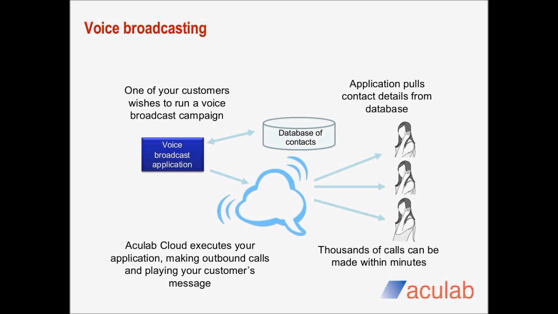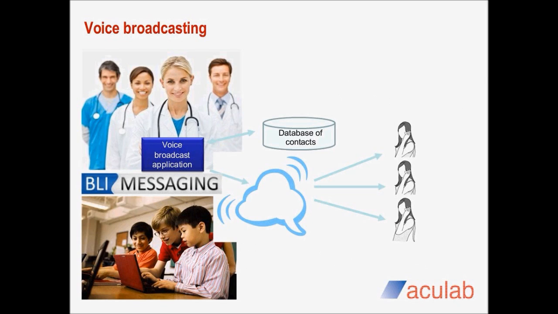An example of a customer using such a feature is BLI Messaging in the USA. They have an application that notifies parents in the US if there's a natural disaster, or if there's some reason why the kids should not come into school, for example. They have this application that dials out to all the parents and tells them not to come into school and to acknowledge the call via DTMF, so pressing a digit on the phone. This is a comment from one of the managers at BLI Messaging regarding Aculab Cloud.